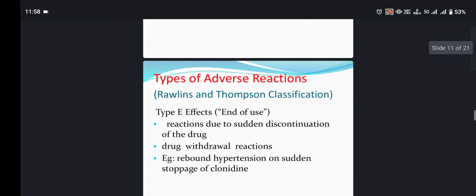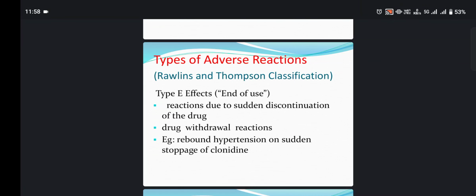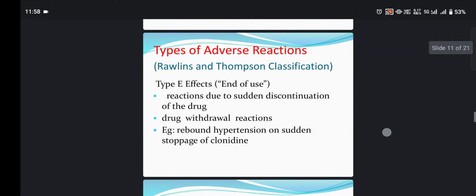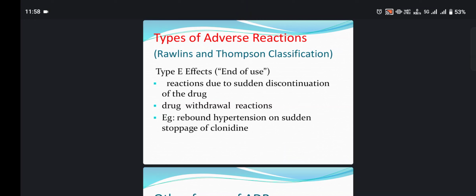Okay. So the last type is type E effect, that is end of use. The reaction may be due to sudden discontinuation of a drug. That is a withdrawal symptom. Very simply, we can say a withdrawal symptom. So if a patient is taking clonidine as an antihypertensive drug and suddenly we stop clonidine, that patient may develop rebound hypertension because of this sudden stoppage of the drug.